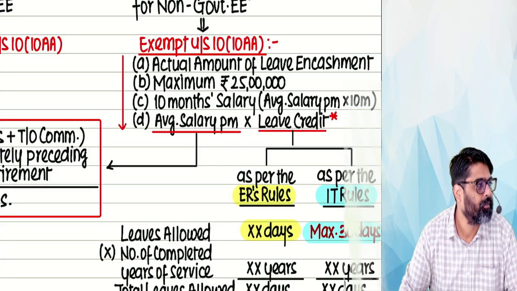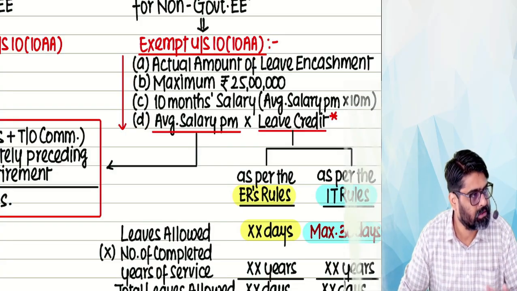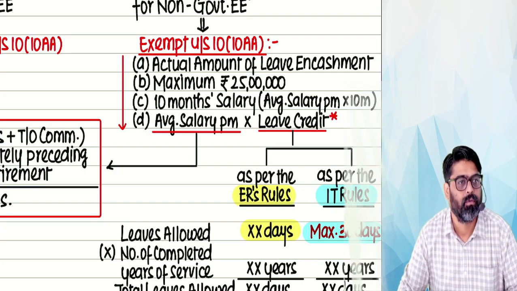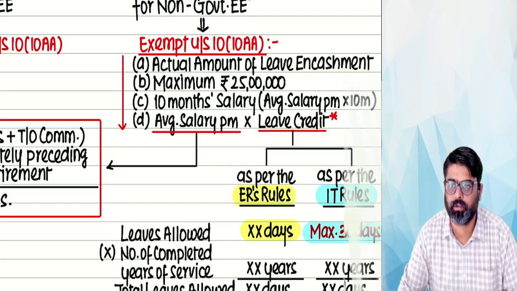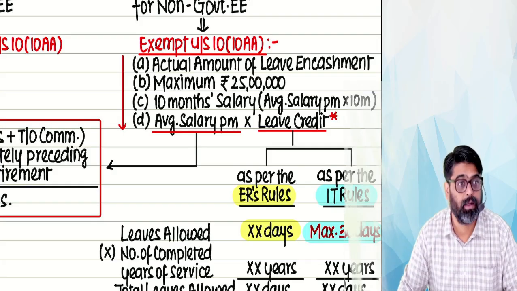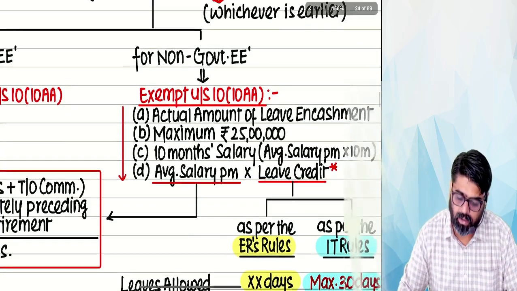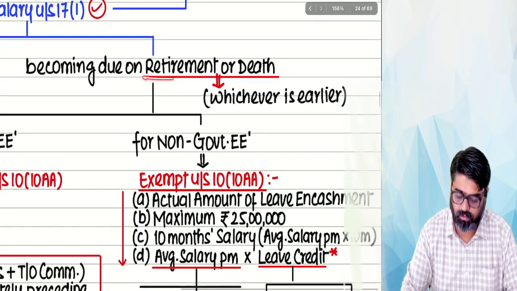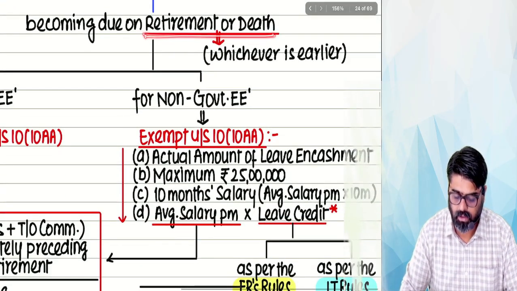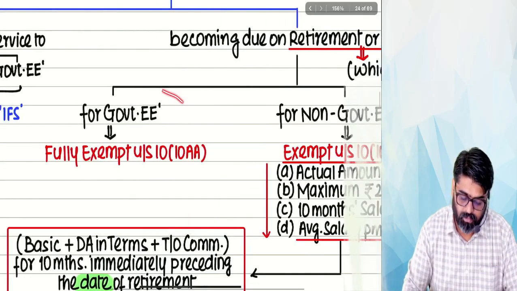Understood? Will you be able to solve a question on this concept now? First of all, leave encashment while you are in service is fully taxable, government or non-government. Leave encashment at the time of retirement, separation or death, whichever happens earlier, will be fully exempt in the case of a government employee.